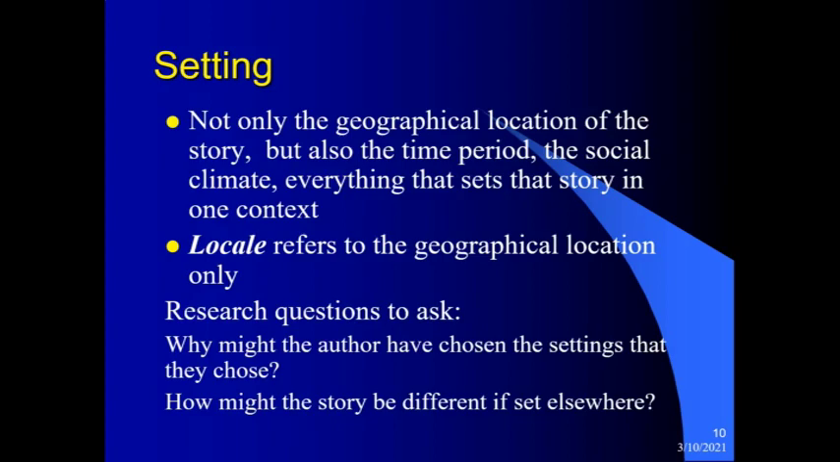The sorts of research questions you can ask here include, why might the author have chosen the settings that they chose? In other words, if you're looking at Mask of the Red Death, then why did Edgar Allan Poe, who was writing in the mid-19th century, choose to set his story much further back in time and seems to have set it in Europe rather than in America? How might the story be different if it were set elsewhere? If you were looking at a novel and seeing that it was set in America, for instance, how would that novel differ or not differ significantly if it were set someplace else?